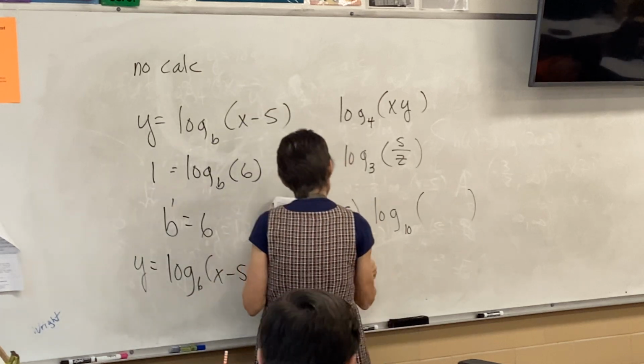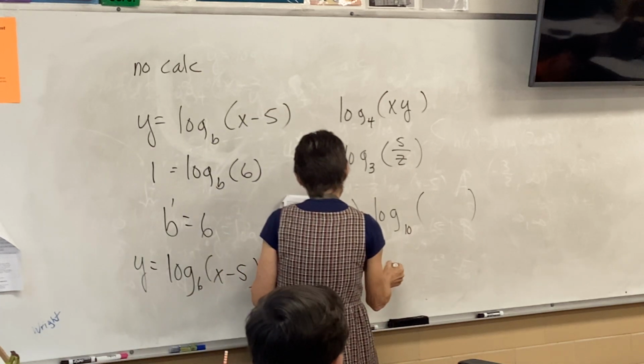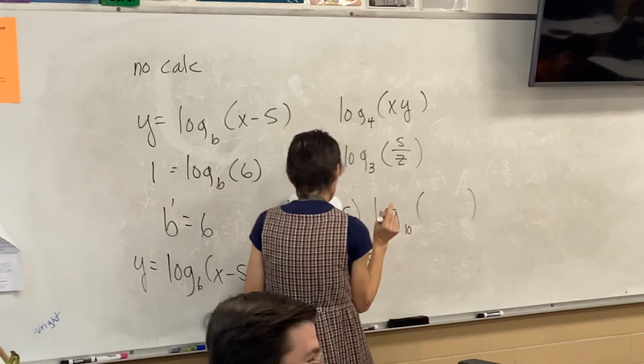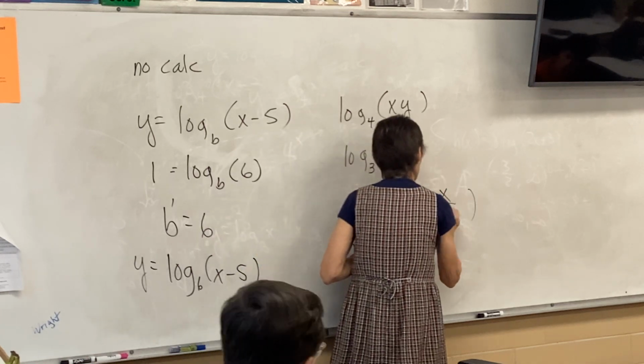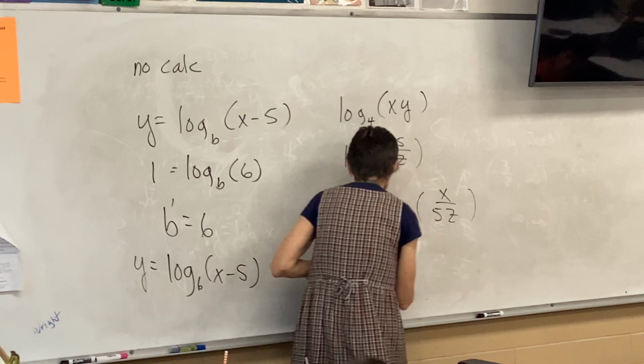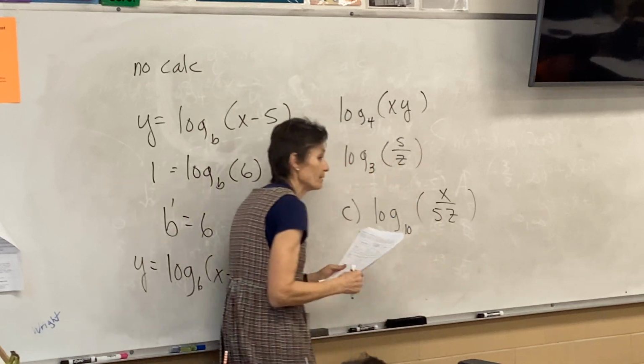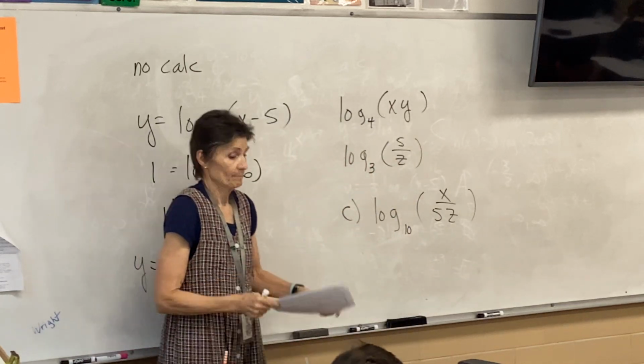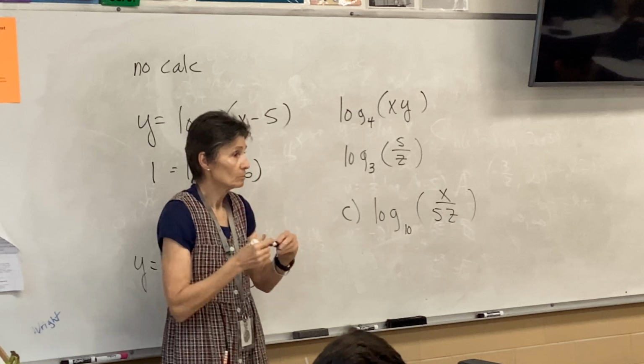Would it help you? What? X over 5Z. Let's just stop right there. Take a look at that. What do you guys think? No? What's wrong with it?